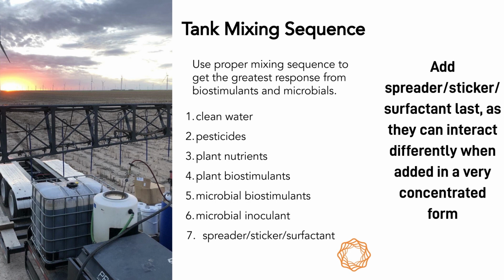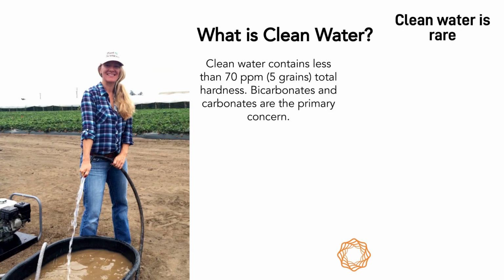So when we think about clean water, what is clean water? Well, let me just say this. Clean water is rare. Clean water, for the purposes of foliar applications, is defined as water that contains less than 70 parts per million or 5 grains of total hardness. And we use total hardness because it's an easy measurement. Many laboratories measure it. Lots of people have the information available.